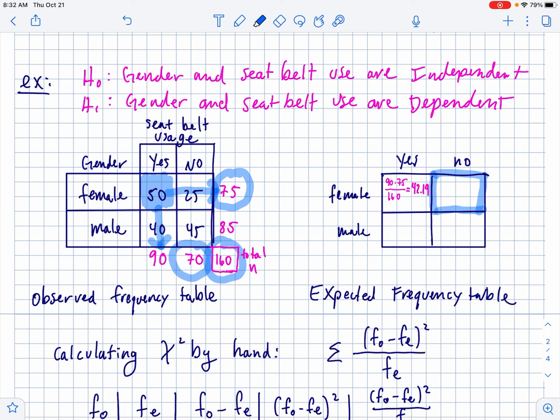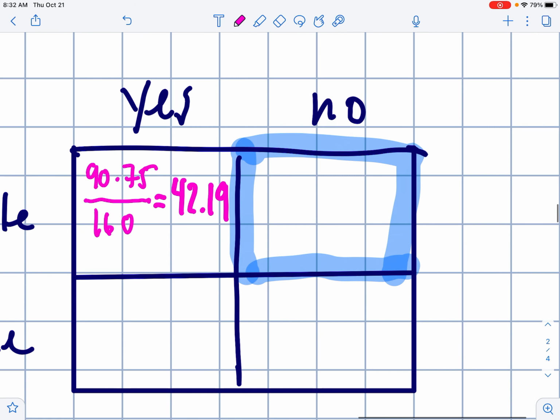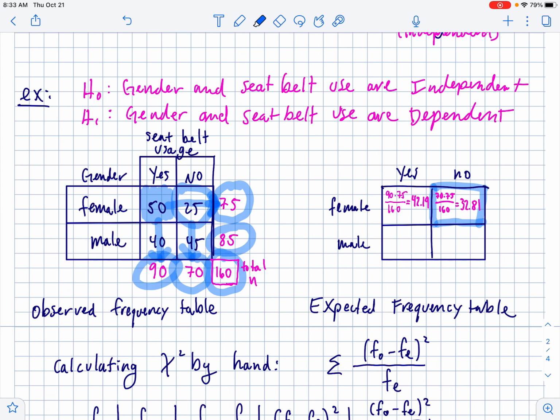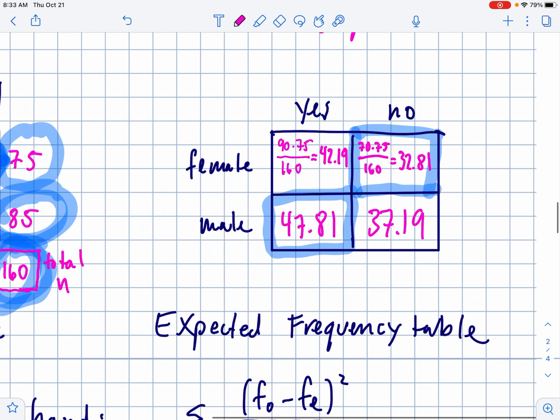To find this spot right here, you're going to take 75 and the 70 and multiply them together. So you always take, if you're looking for this spot, what's directly below it and directly to the right, the totals, and you multiply them and then divide by 160. So 70 times 75 divided by 160 is 32.81. If you do the same process of 85 times 90 divided by 160, that will give you this square. And you round to two decimal places, you get 47.81. And if you do the same process on the last one where you multiply 85 and 70 together and then divide by 160, you should get 37.19.